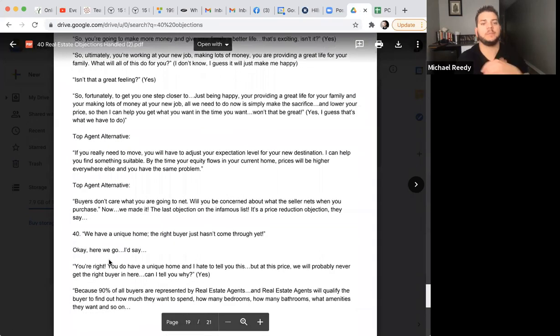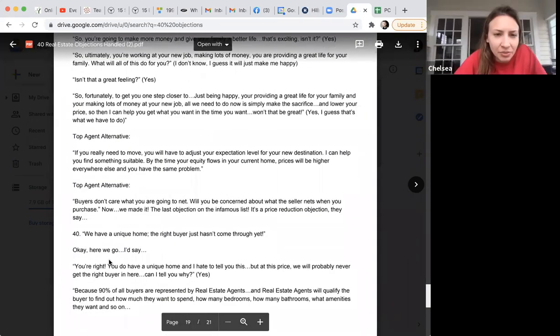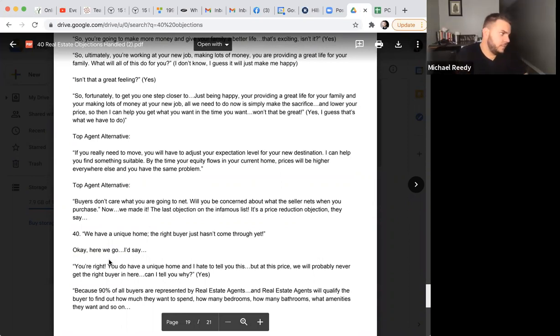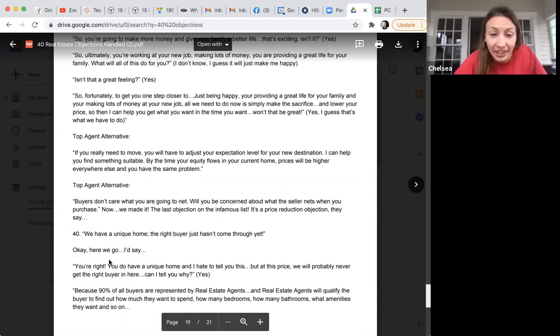Top agent alternative: If you really need to move, you'll have to adjust your expectation level for your new destination. I can help you find something suitable. By the time your equity frees up in your current home, prices will be higher everywhere else and you'll have the same problem. Top agent alternative: Buyers don't care what you're going to net. Will you be concerned about what your seller nets when you purchase?